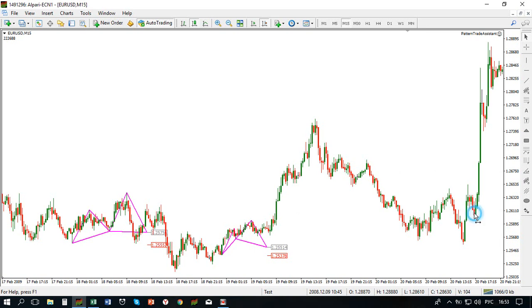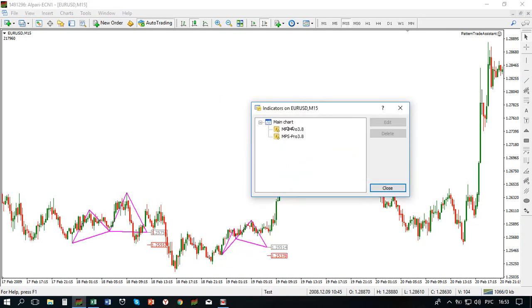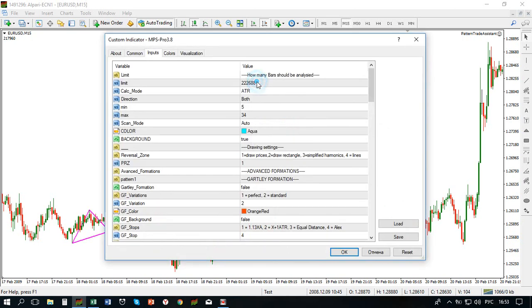Let's release a bit more RAM. 2179.60. Now it becomes faster, you see that? 2179.60. The settings.